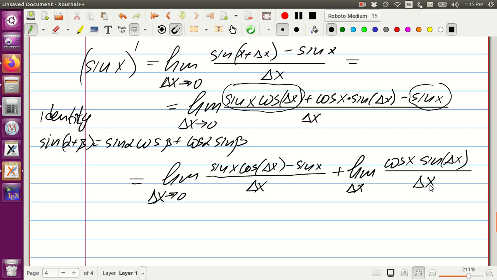So what did I do? I used the rule for limits that says if you have a limit of the sum, it's the sum of the limits. So we split the fraction into two parts, and then we apply this rule.